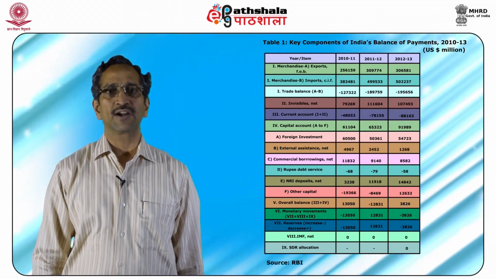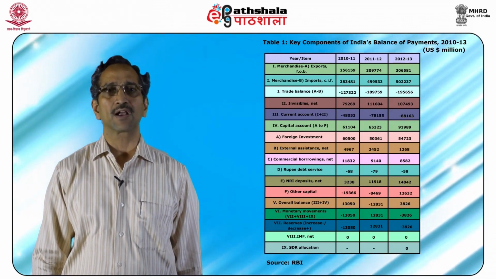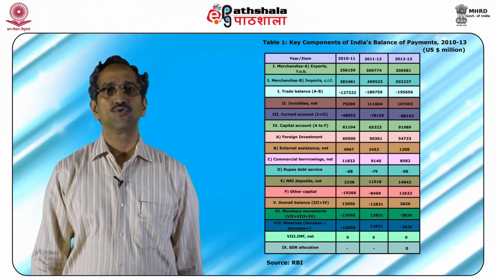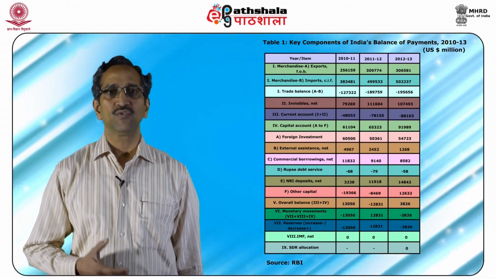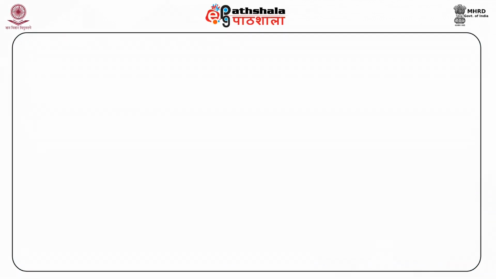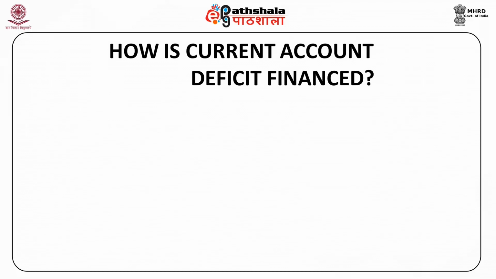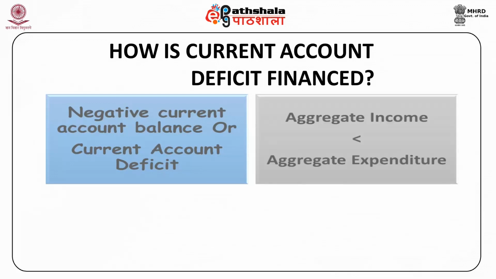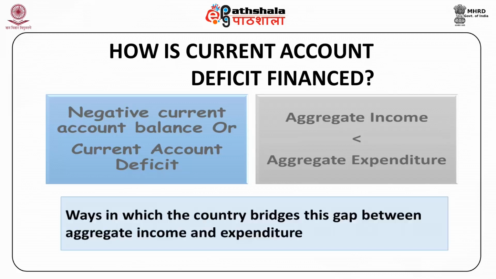Now that we have understood the working of the balance of payments account, let us know the options available for a country to finance its current account deficit, which is our item 3 in the table. Another question that we need to ask is, how is the current account deficit financed? We have seen that a country has a negative current account balance or current account deficit when its aggregate income is less than its aggregate expenditure. The problem of financing the current account deficit essentially refers to the ways in which the country bridges this gap between aggregate income and expenditure.